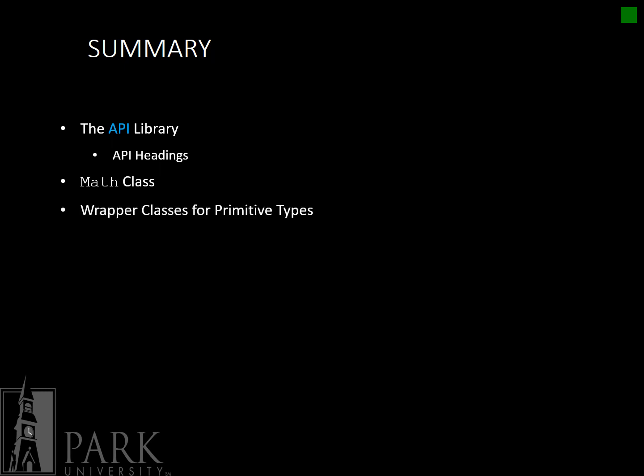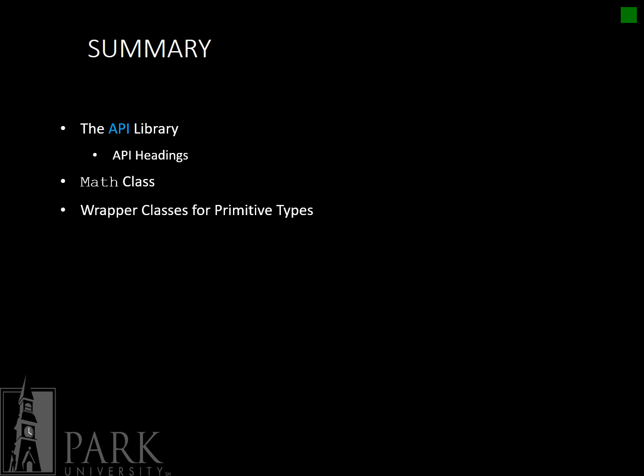All right, that wraps up Unit 5. We covered quite a bit. We focused on the API library. What is the API library? Remember, it stands for Application Programming Interface. And we talked about headings and what those are. We also talked about the math class and some of the functions that you'll use. And of course, you know where you can find more by going out to the Java documentation and taking a look there.